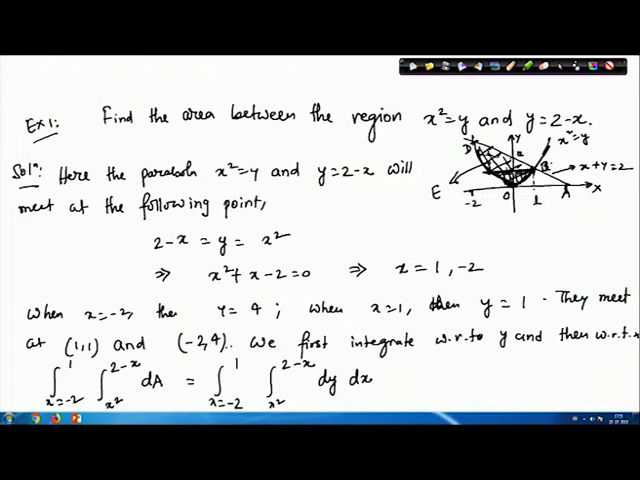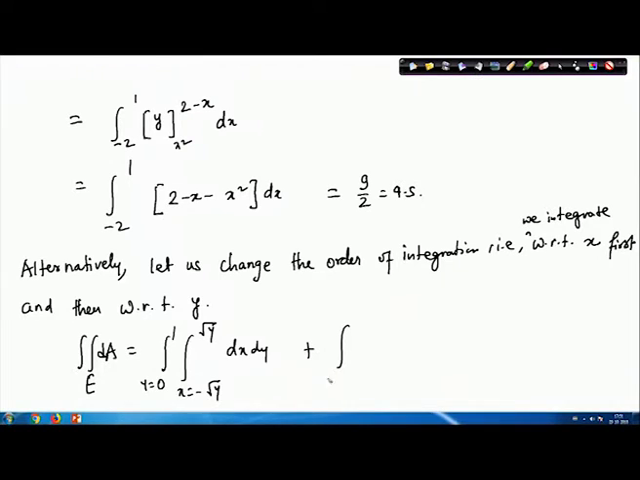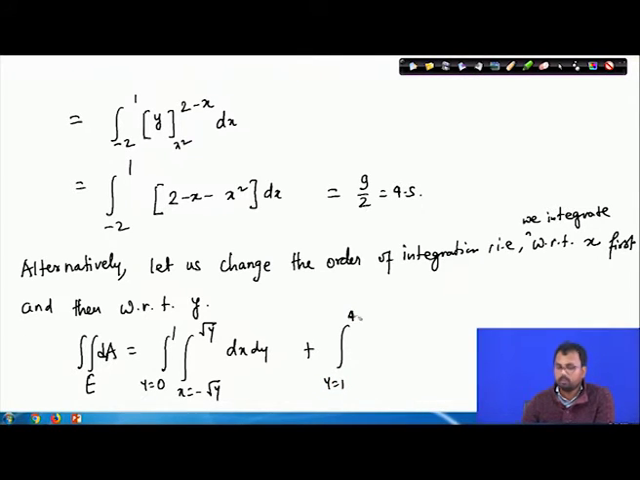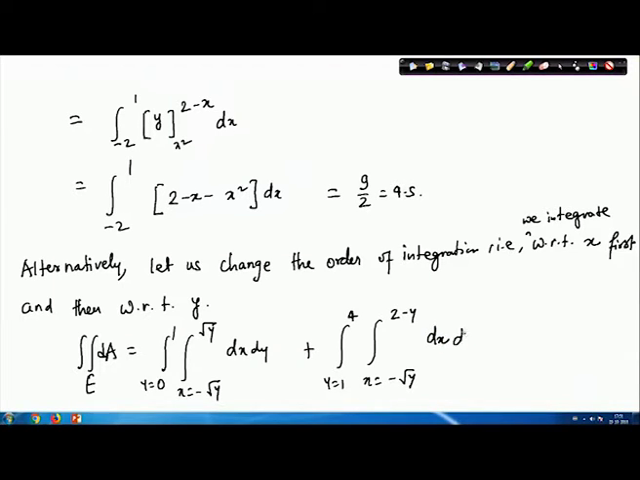So in this region, y is varying from 1 to 4, right. So y is varying from 1 to 4, and x will vary from minus square root of y to this line, right, because that's where the x is bounded. So we will now write y is varying from 1 to 4, and x is varying from minus of square root of y to 2 minus y, dx dy, and then we calculate.